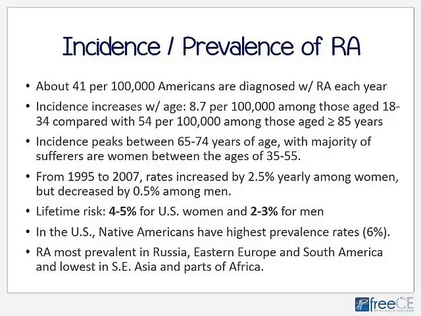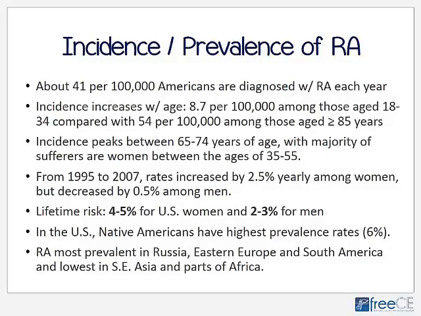In the U.S., Native Americans seem to have the highest risk, with a prevalence rate of 6%, and internationally, RA is most prevalent in Russia, Eastern Europe, and parts of South America, whereas it is lowest in parts of Asia, in particular Southeast Asia and Africa.